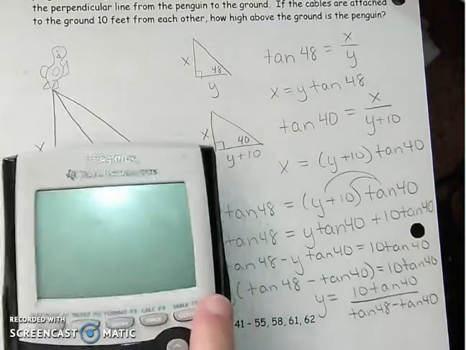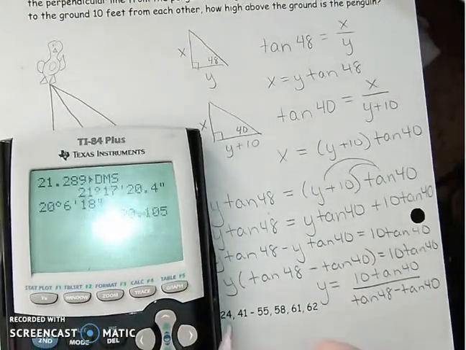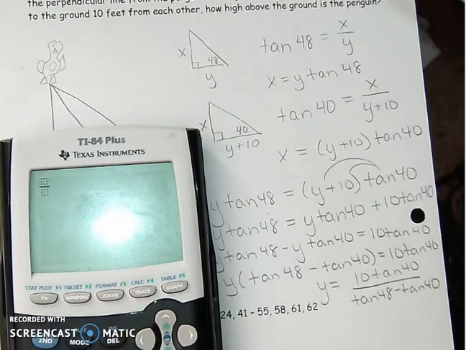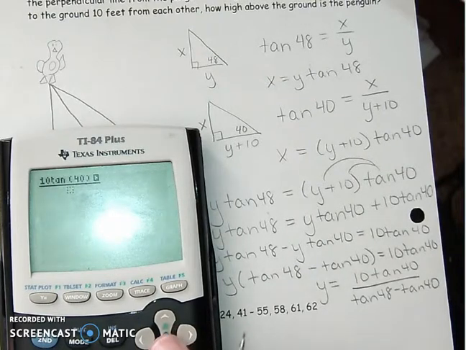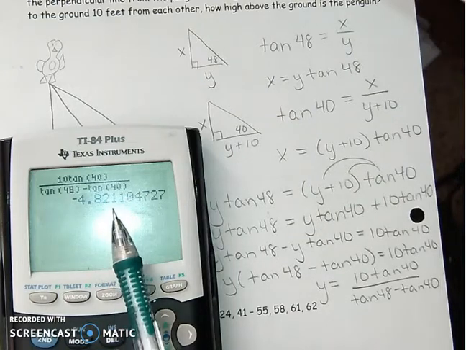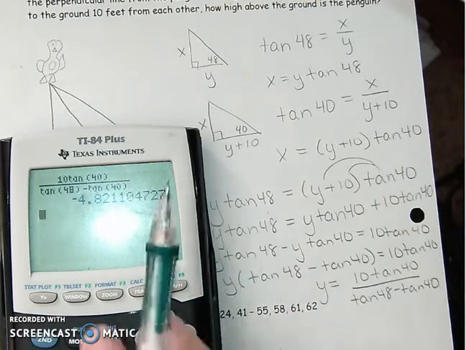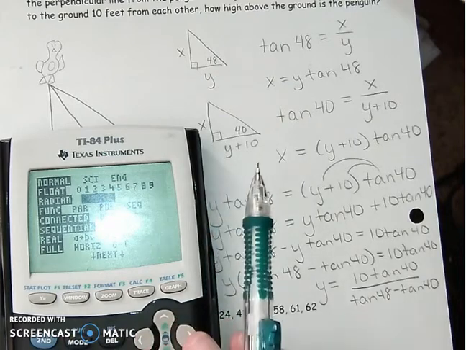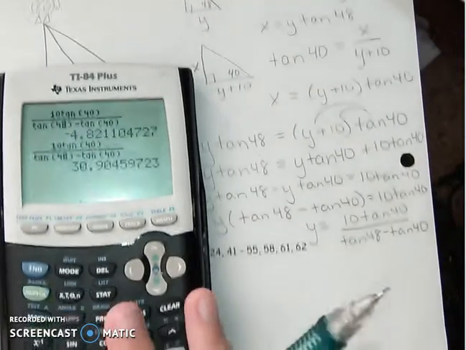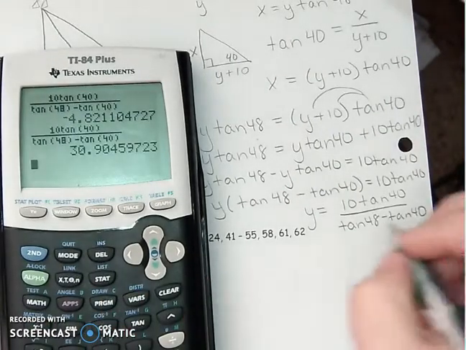Remember, we have a couple of tricks up our sleeve. We can use alpha y equals and do the fraction and type it in. And look, mine's negative. You might know what I did. I forgot to put my calculator in degree mode. So that's a key indicator I did something wrong. So if I do it again, you see it's 30.94.